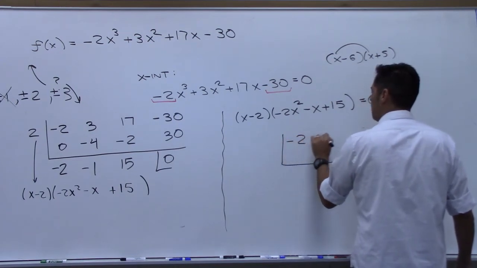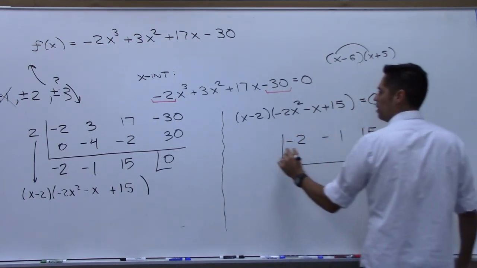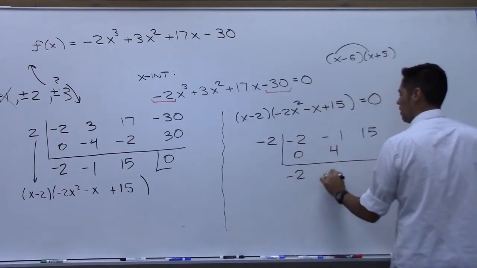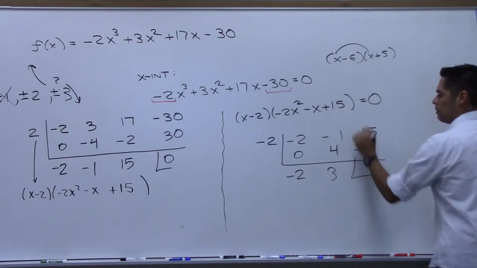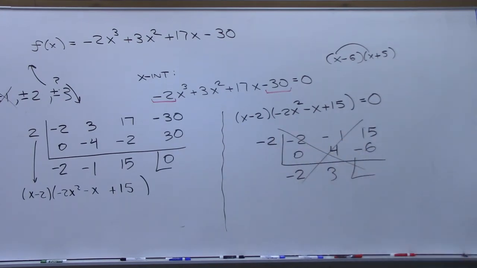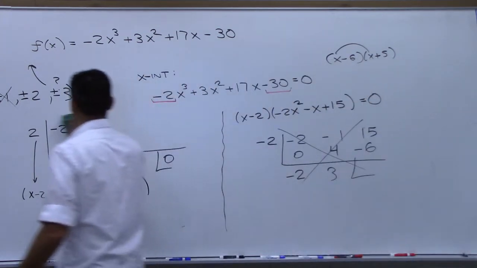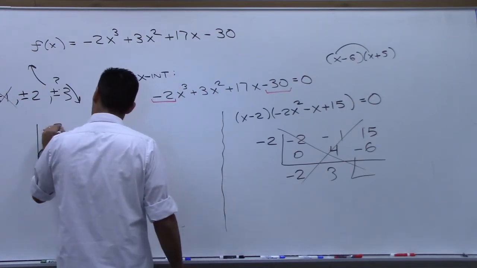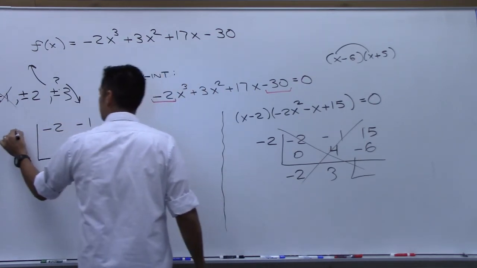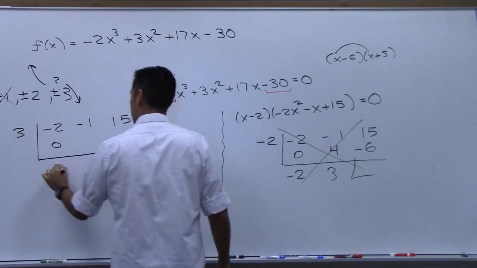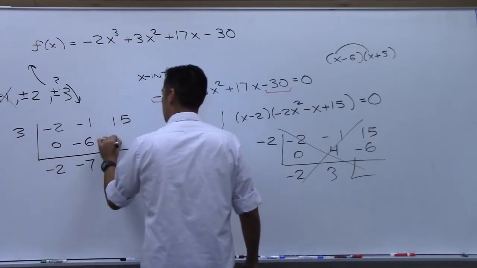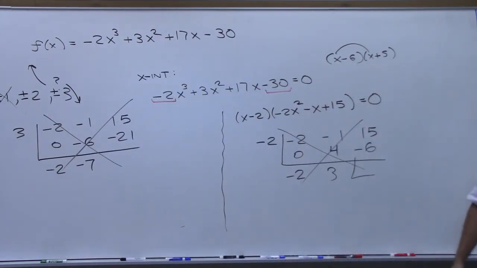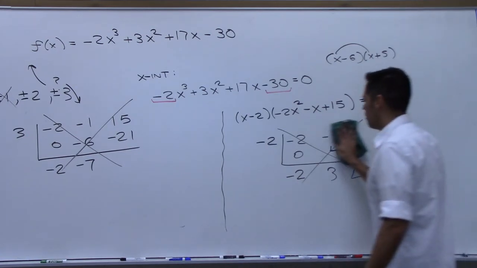You wind up filling up your page with a bunch of synthetic divisions that don't work. So I'm doing -2 out here. Did not work. So what will we move on to next? 3. Doesn't work. So we're starting to lose faith in this. -3 is going to work. Okay, so 3 doesn't work, so I move on to -3.